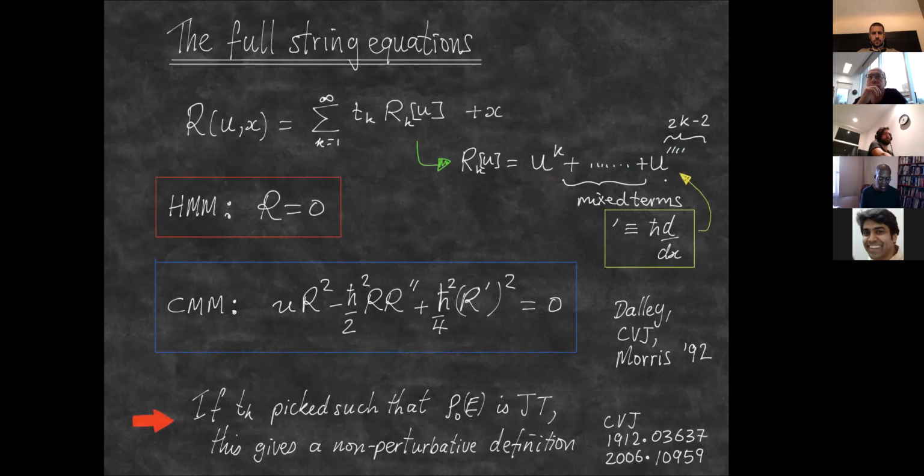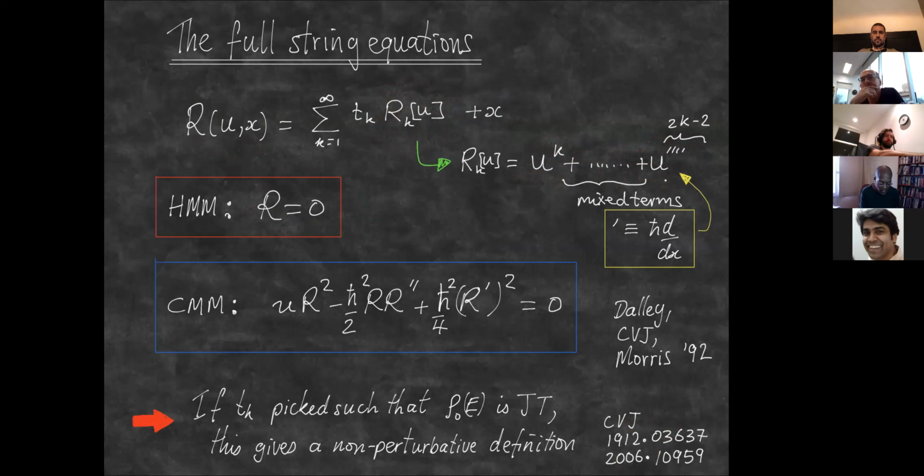The full non-perturbative string equations look like this. That quantity R looks like this. These R's are indeed the R's that show up in everyone's favorite KdV hierarchy description. These are the Gelfand-Dikii polynomials. They are polynomials in powers of u and its derivatives, and there are all sorts of mixed terms. They're nonlinear polynomials in u. And R equals u is the Hermitian matrix model equation, which is sick. And that same R put into this equation will give you a well-defined non-perturbative sector.